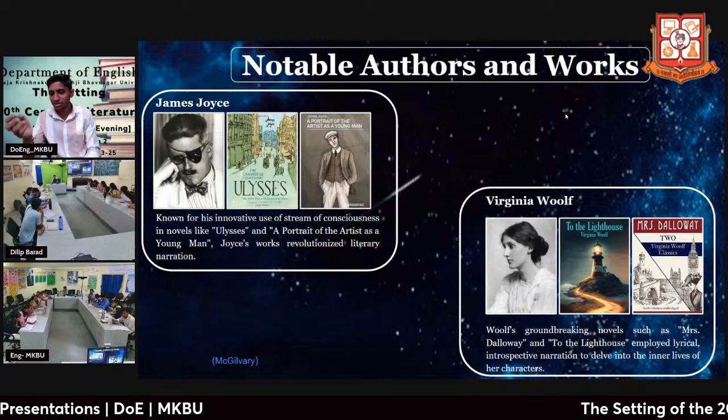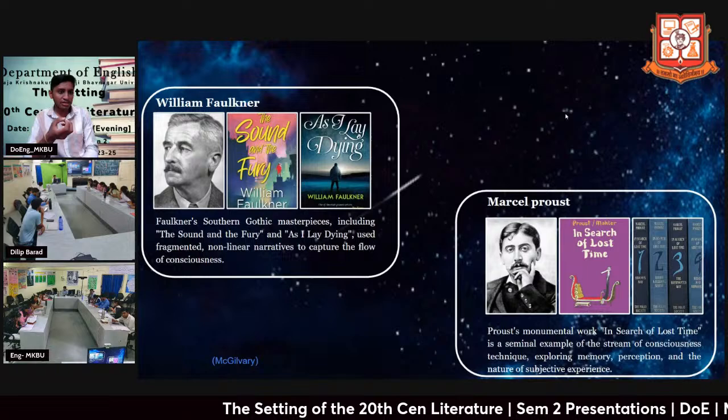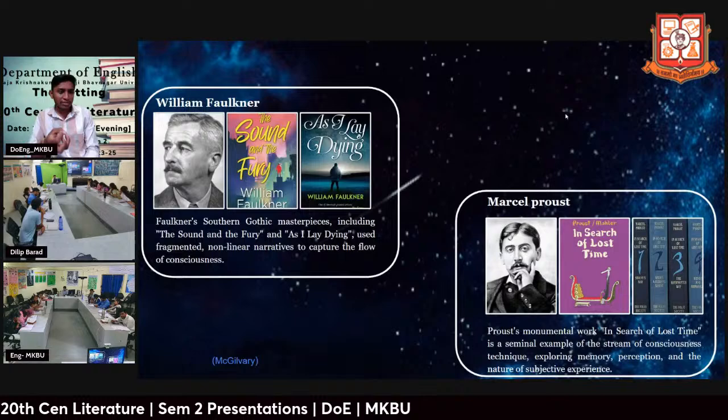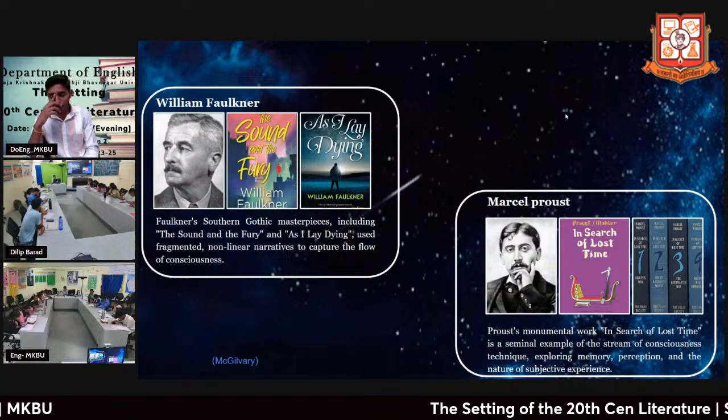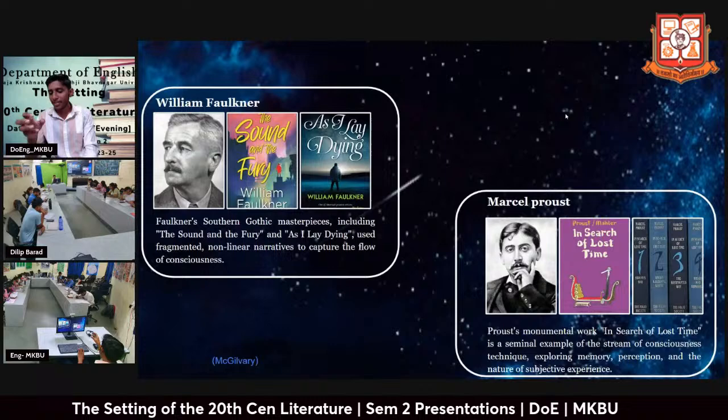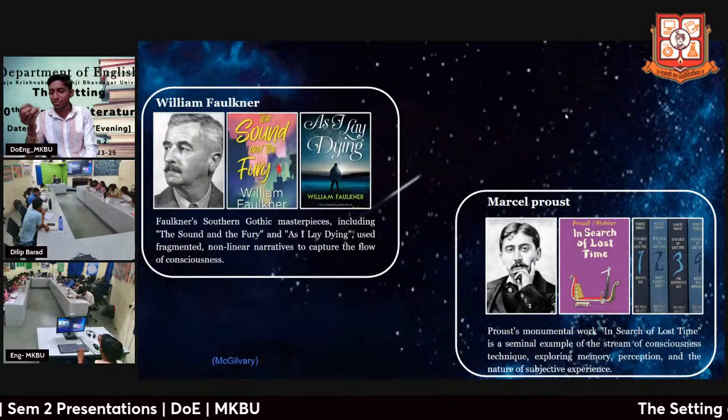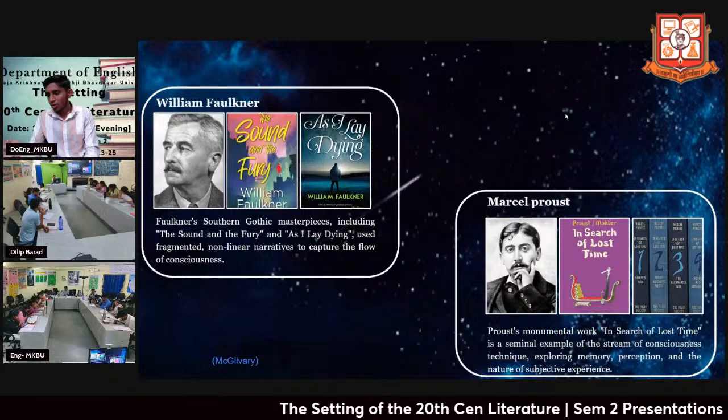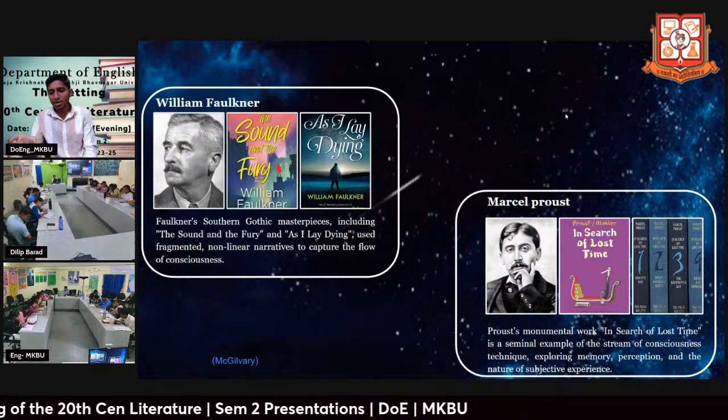William Faulkner. Faulkner's Southern Gothic masterpieces, including The Sound and the Fury and As I Lay Dying, use a fragmented, non-linear narrative to capture the flow of consciousness. In The Sound and the Fury, the very first paragraph is very confusing as well as very interesting. In this paragraph, he tries to describe two players just playing a ball game. Marcel Proust's monumental work In Search of Lost Time is a seminal example of the stream of consciousness technique, exploring memory, perception, and the nature of subjective experience.